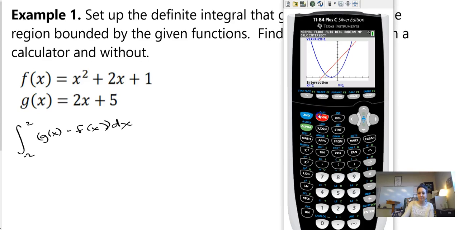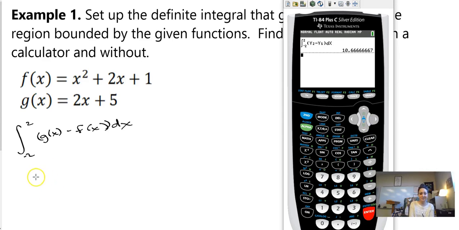I'm going to come to my home screen. I'm going to go math 9. From -2 to 2, then I'm going to open up another set of parentheses, and g of x I had put into y1, so I'm going to go alpha trace number 2, I'm sorry, I put in y2, so we'll alpha trace number 2 minus f of x, which that one was my y1, so alpha trace, and grab y1, close that set of parentheses, and then dx.